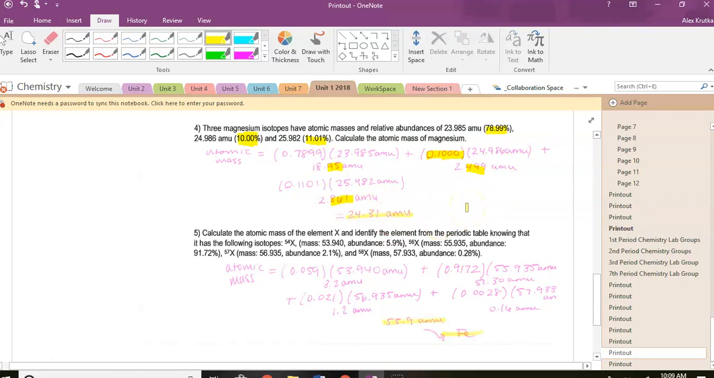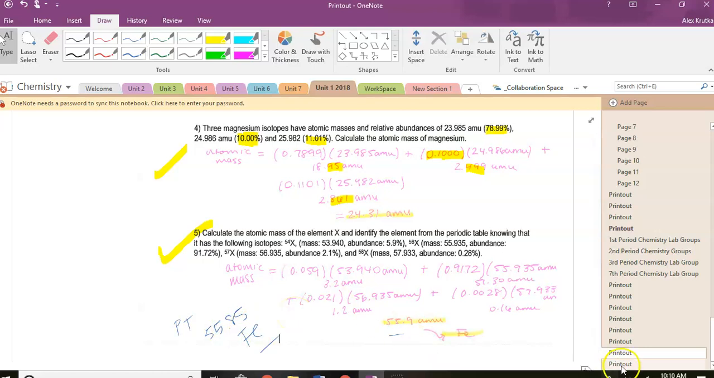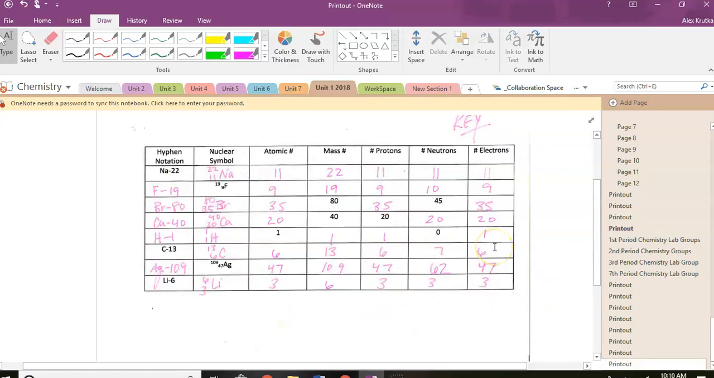So number 5, the mystery element, I did the exact same thing here as I did up here. It's just I didn't know what the element was, so all I had to do was go to the periodic table and figure out who has the atomic mass of 55.9. I think it says 55.85 on your periodic table, but that one is iron. Real quick, take a look at an isotope chart just to make sure you're okay.